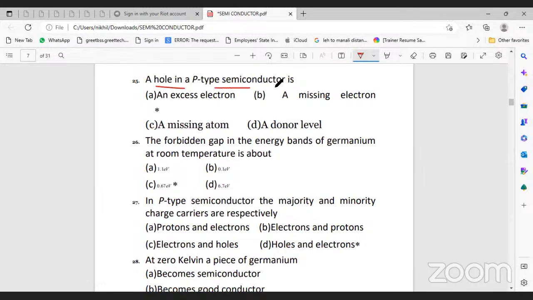A hole in a P-type semiconductor is because of one missing electron. In a P-type semiconductor, holes will be the majority charge carrier, because we dope with a trivalent. Trivalent means there will be 3 valence electrons in the outermost orbit. To form covalent bonds with a germanium atom, we need 4 electrons, but there will be only 3. Therefore, there will be one shortage. That shortage is the missing one, called the missing electron.